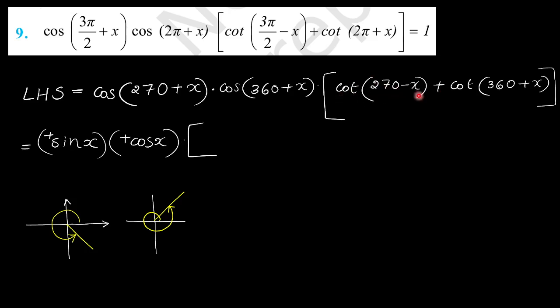cot 270 minus x. If the starting angle is 90 or 270, we studied yesterday that cot becomes tan. If you have any doubt, go to the previous class note. I don't want to discuss again. Tan becomes cot, cot becomes tan. So cot becomes tan. Write the last angle.